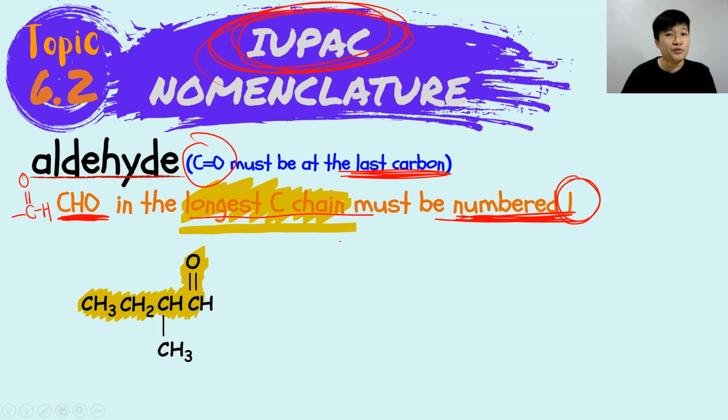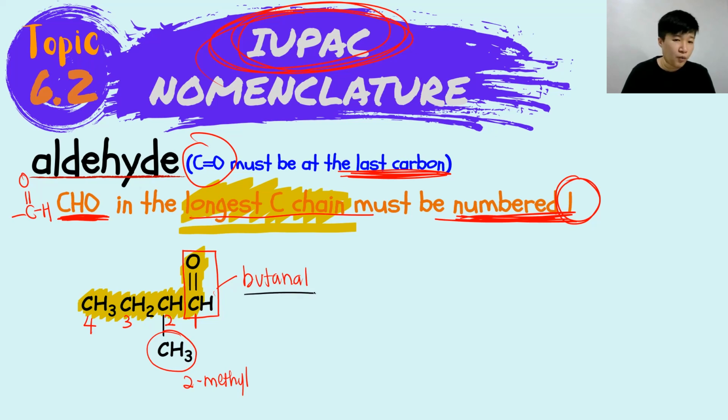And guys, who deserves number 1? Are we counting from the left or are we counting from the right? In this case, we definitely count from the right because the C double bond O is located on the right. So 1, 2, 3, 4. And you have a substituent over here. This substituent is your 2-methyl group. And your parent is a 4 carbon, which is your butanal.